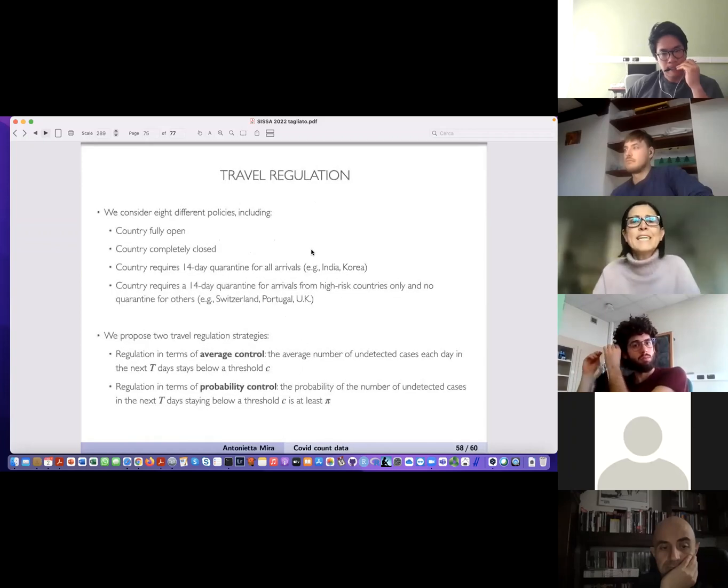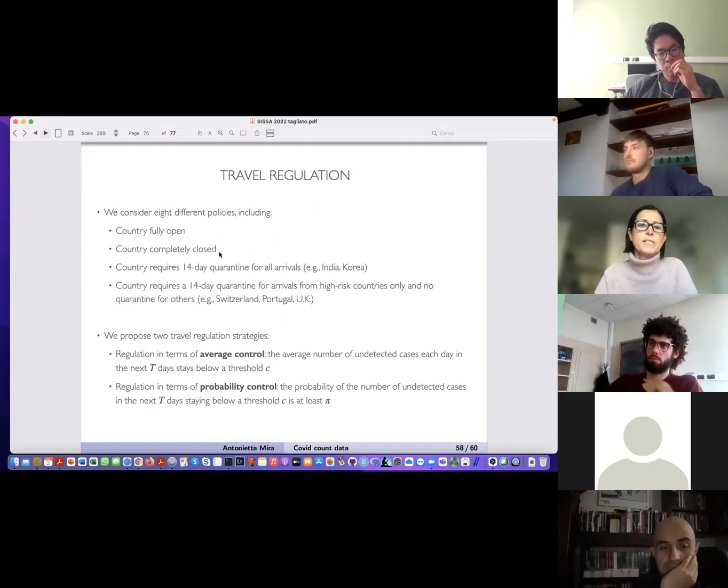Everybody's allowed to fly in and out. Now, we study 8 different policies. Besides the fully open and the completely closed policy, we have studied settings where countries require 40 days quarantine for all arrivals.